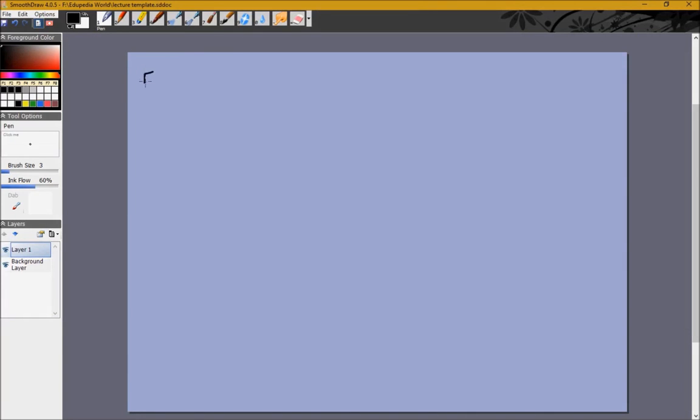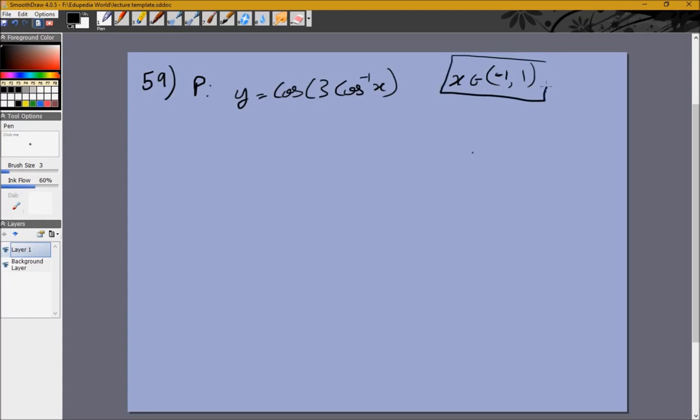Let's do question 59. So this is again 4 independent questions. So option P says y is equal to cos of 3 cos inverse x, and x is between minus 1 and 1. Right. So if x is between minus 1 and 1, cos inverse x is between 0 and pi. So 3 cos inverse x is between 0 and 3 pi. But since this domain is the standard domain, we don't have to worry about any complications.